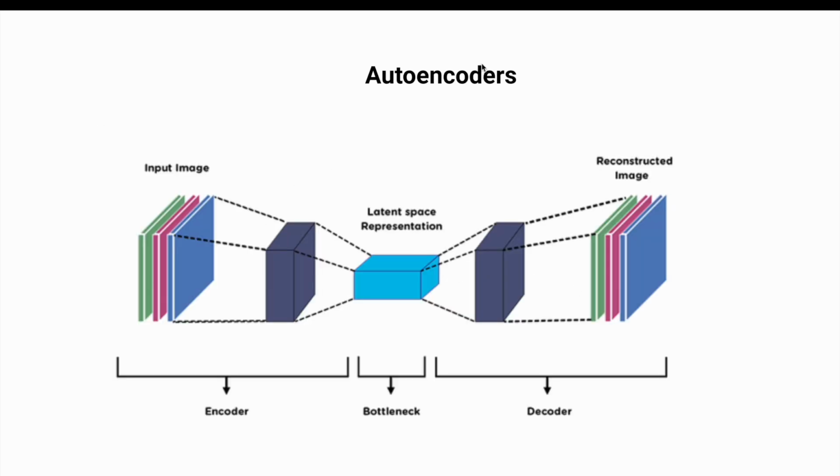An example of an autoencoder I just got from Google is this. We have the input image, then the encoder, then the latent space representation, the bottleneck, and then we also have the decoder and the reconstructed image. So pretty much just a basic illustration of the architecture of an autoencoder neural network.